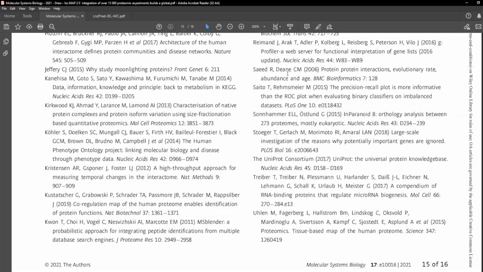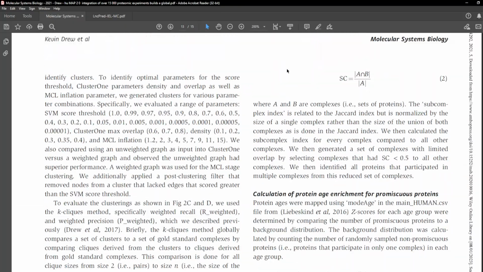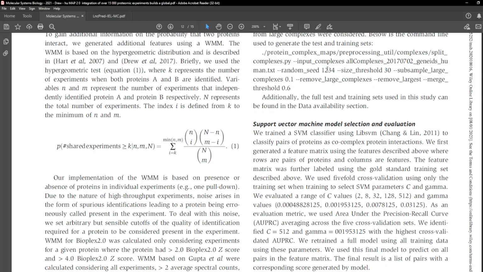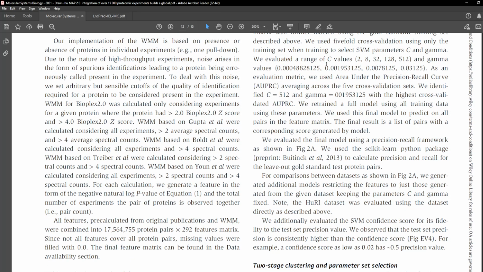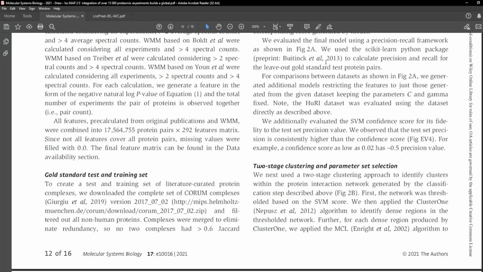Two-stage clustering and parameter set selection. We next used a two-stage clustering approach to identify clusters within the protein interaction network generated by the classification step described above, Fig 2b. First, the network was thresholded based on the SVM score. We then applied the ClusterONE, Nepusz et al., 2012, algorithm to identify dense regions in the thresholded network.